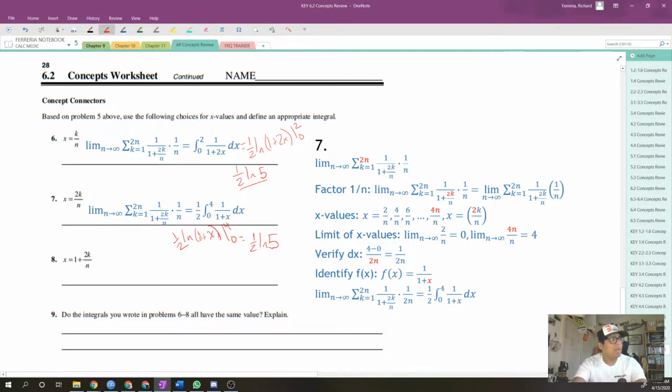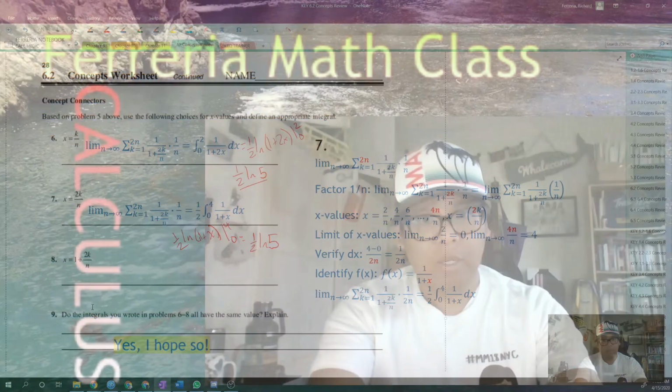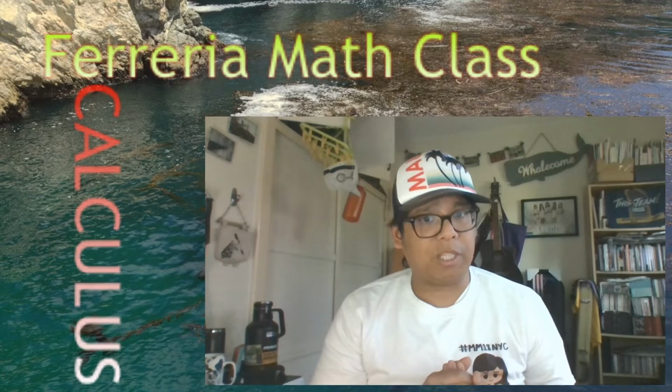Great. Number 9, do the integrals you wrote in 6 through 8 all have the same value? And of course, yes, I sincerely hope so. Otherwise, we're creating a problem where two things that are supposed to be equal are not actually equal. So that kind of wraps it up here in 6.2.